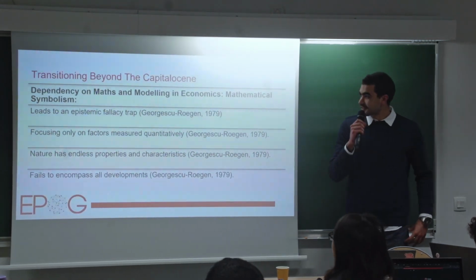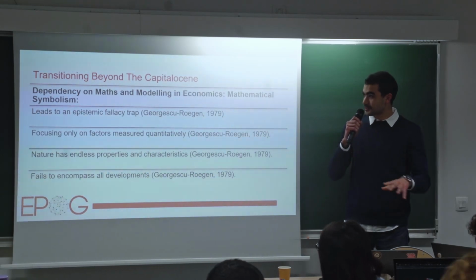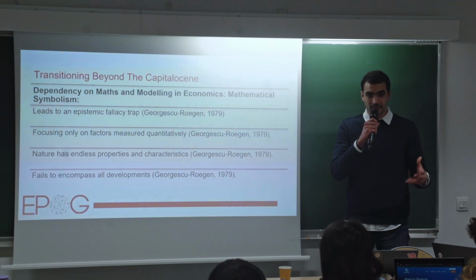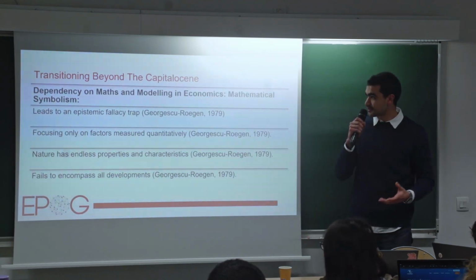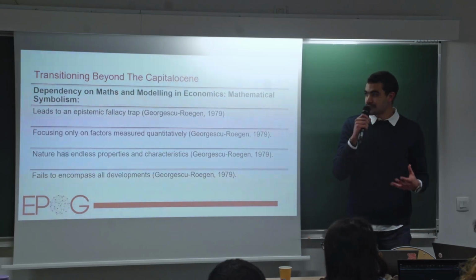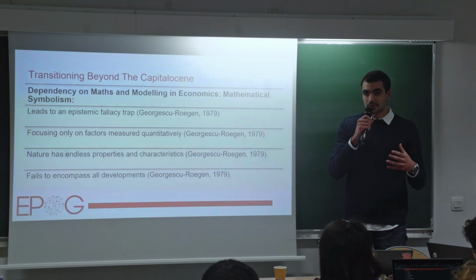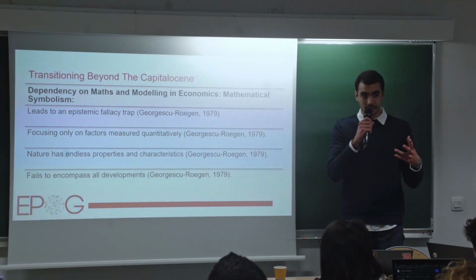This part of the critique is going to be a little bit more ambitious because we're talking about transitioning beyond the capitalist scene. And as highlighted by Georgescu-Roegen, we refer to dependency on math or modeling in economics as mathematical symbolism. The problem with that is that it leads to an epistemic fallacy trap, which means that we only recognize the things that can be quantified or the things that are observable in a way.